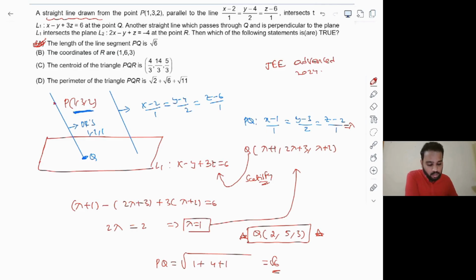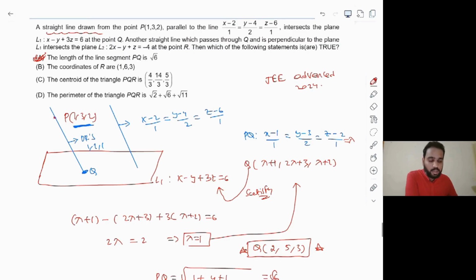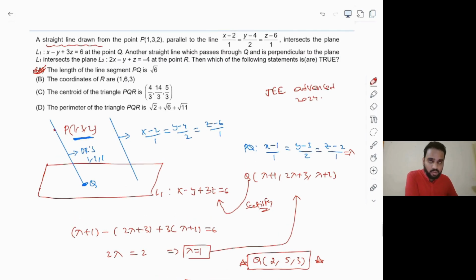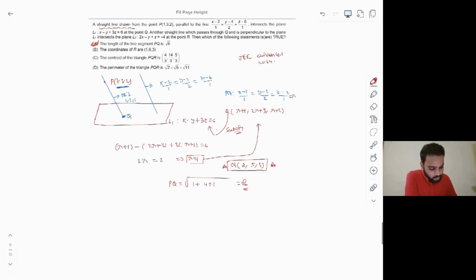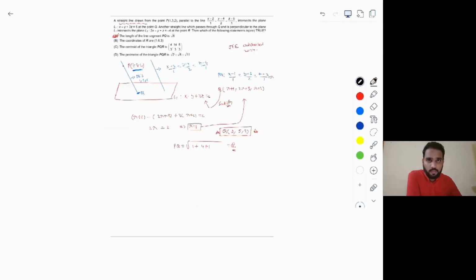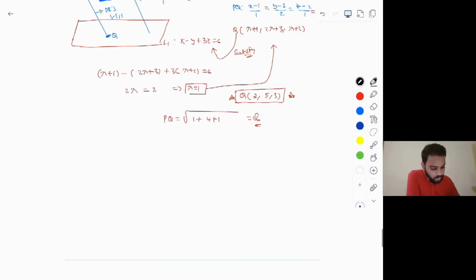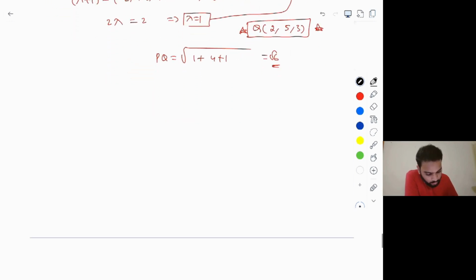Now, what is option B here? We have to find the coordinates of the point R. Now, let's come back to the question here. This is only the first statement solved. Another straight line which passes through Q and is perpendicular to the plane L1 intersects the plane L2. Okay. Now, let us observe this one carefully. Let's read the question and draw the diagram. So based on the question, this is going to be the diagram.